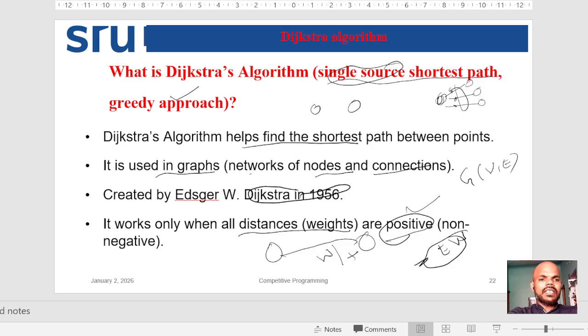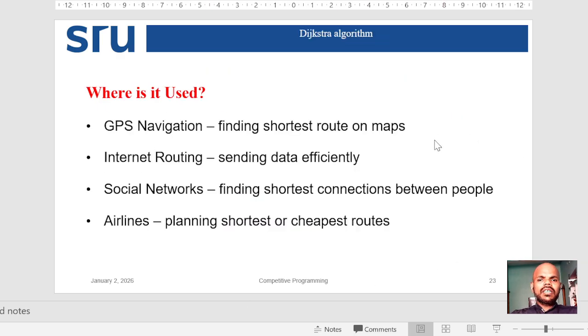Next we will see where we can use the Dijkstra algorithm. We can use it in GPS navigation for finding the shortest path on road maps. Next, internet routing, which means sending data in an efficient manner. For example, when data is transferred from one source to the destination, usually we prefer the shortest path. Data will always be transferred along the shortest path; we will not prefer the longest path.